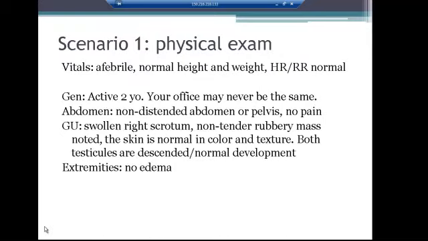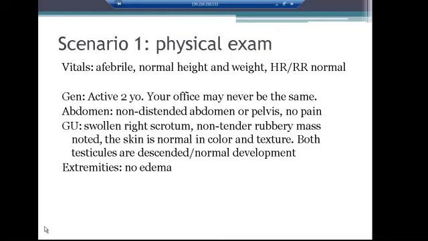On his exam, he's afebrile. He's a normal height and weight. He looks like he's developing well. His heart rate and respiratory rate are normal. He's a very active 2-year-old. Your office may never be the same from all the activity that he has, okay? On his abdominal exam, he's non-distended. He does not have any pain in the suprapubic area, okay?